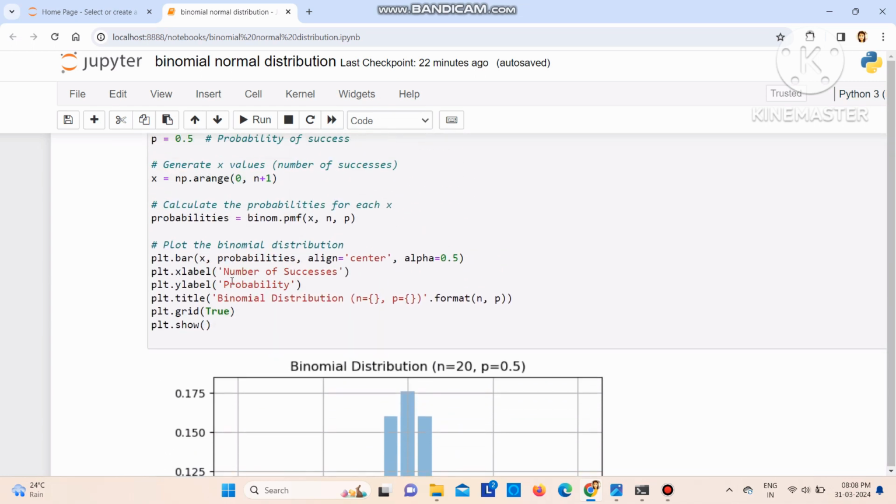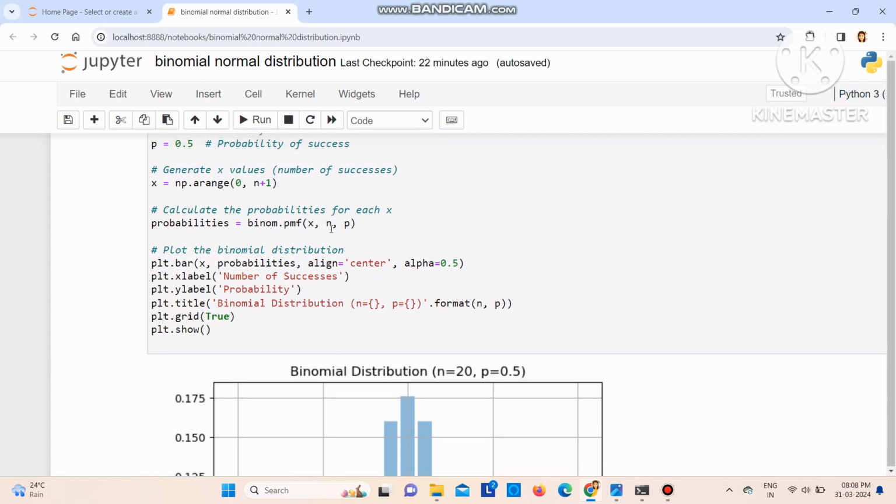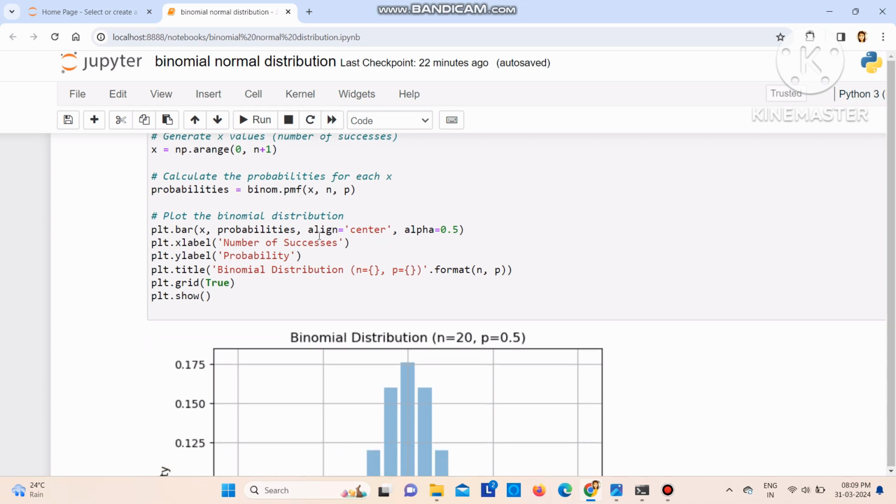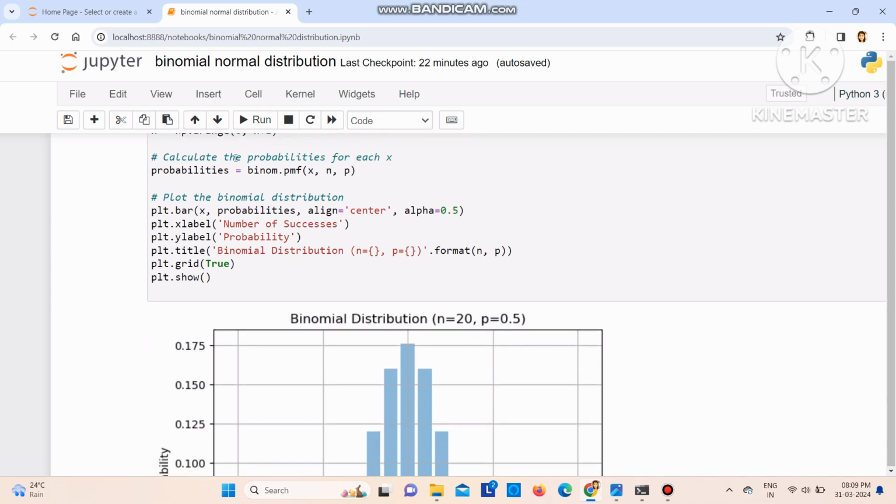Then similarly next time for x equal to 1 we are going to see. Okay, x will be 1, n equal to 20 and p equal to 0.5. So like that we are going to plot the graph. Okay, so we are going to calculate the probabilities like this. Now we will be plotting the binomial distribution. So we will be showing a bar graph.